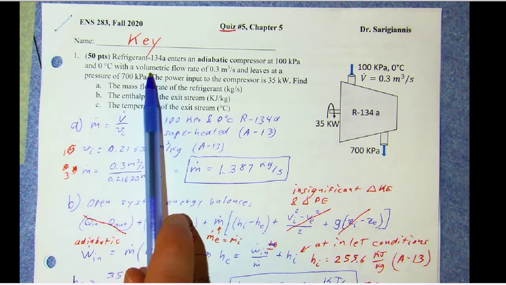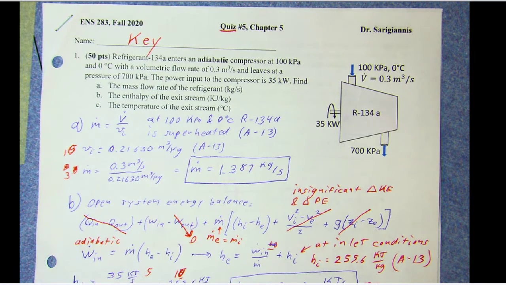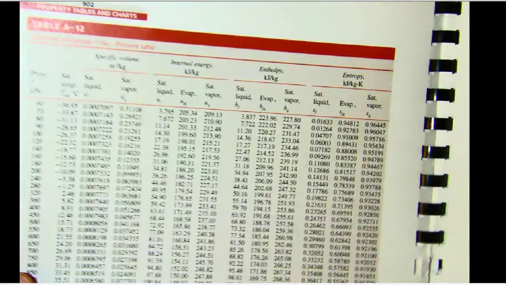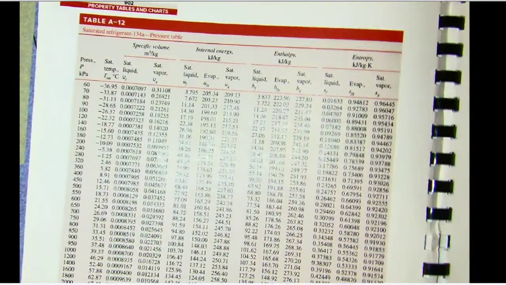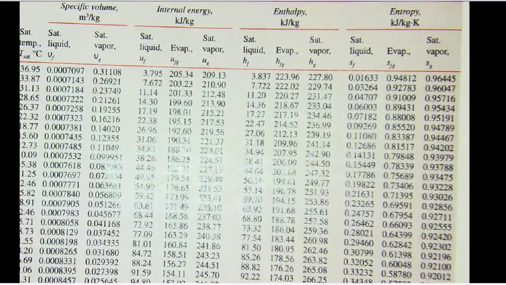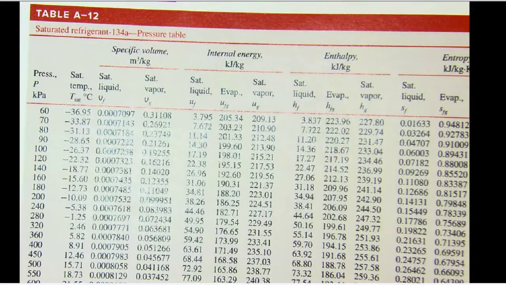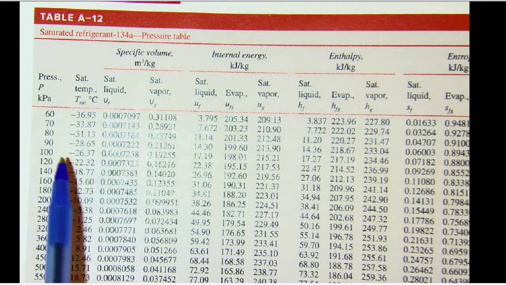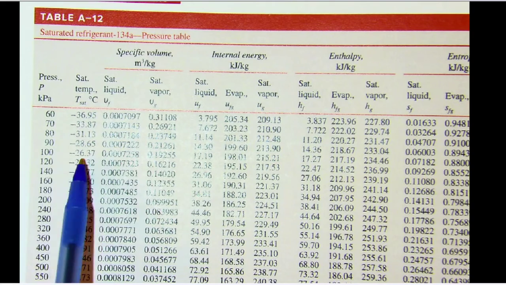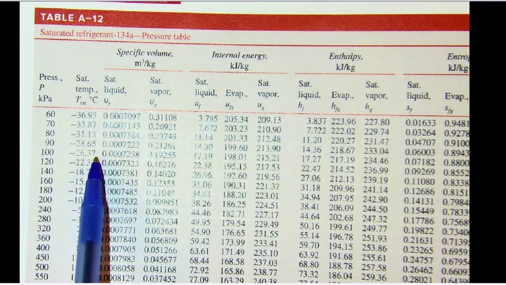You have to go to your tables, and you have to recognize. Let's just look at table A12 first, which is a pressure table. If I look at this pressure table, I can see here that refrigerant 134A at 100 kPa, the saturated temperature is 26.37 degrees C, right? So we are at 0 degrees C. We are at a temperature higher than this.